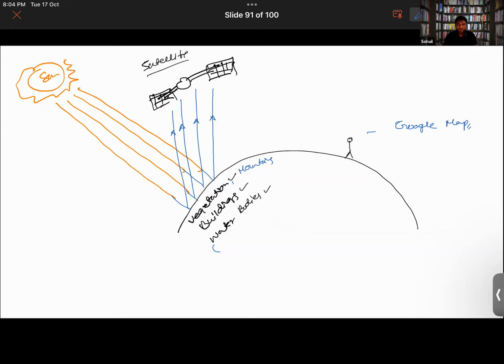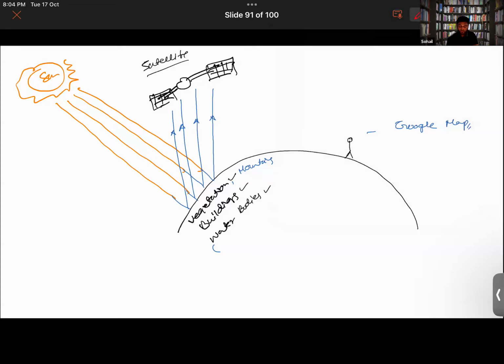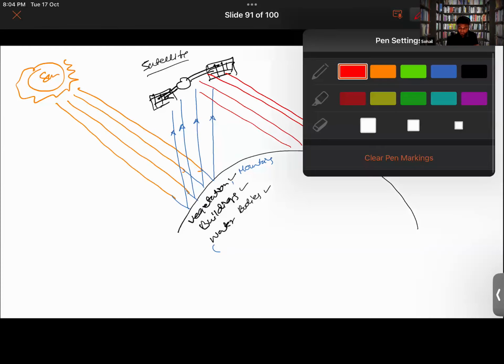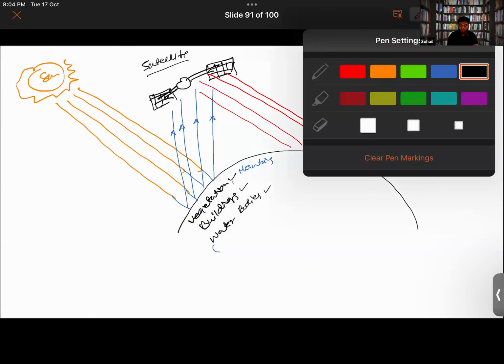It will be studying those waves, and then whatever information you trap, it will be sending those signals back to a receiver here. There will be a receiver on Earth that will be receiving the data back from the satellite, and thereby you will be able to see the Google map of an area. Or you and me are able to watch the televisions. Getting it? Yes, sir. Okay.